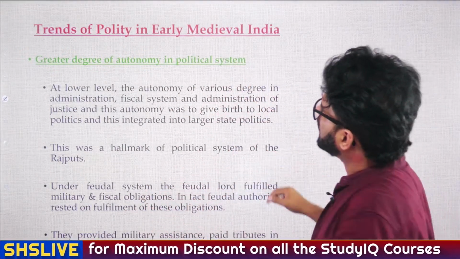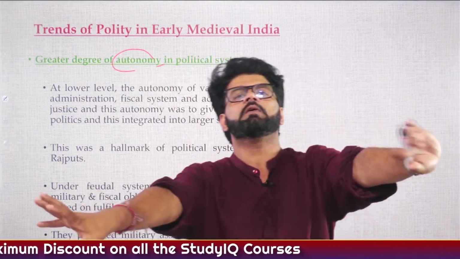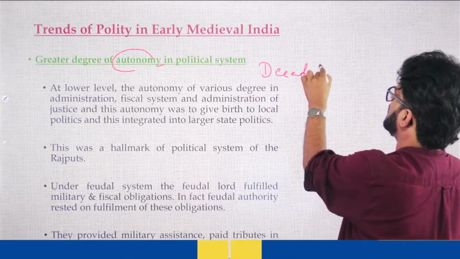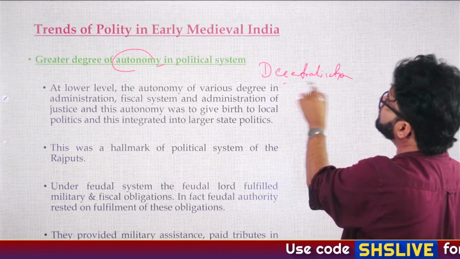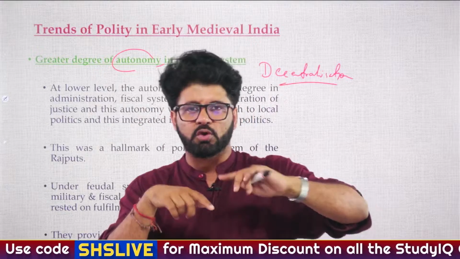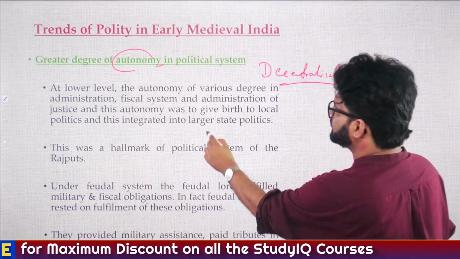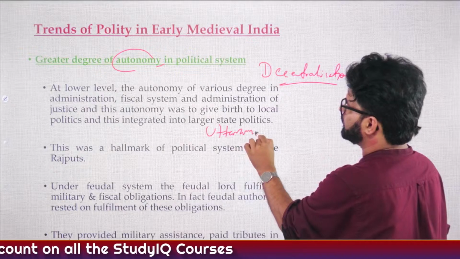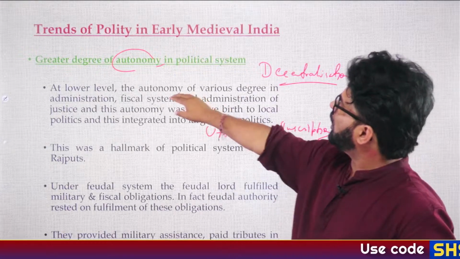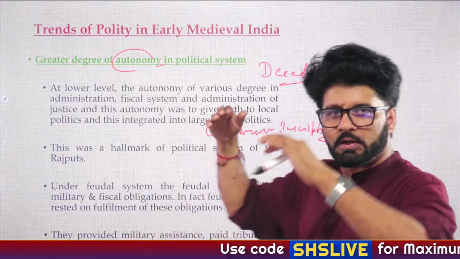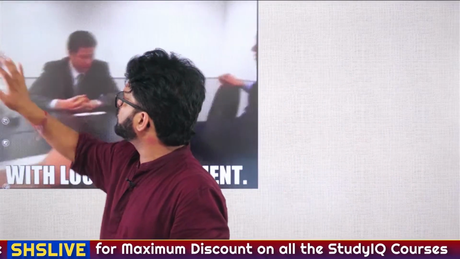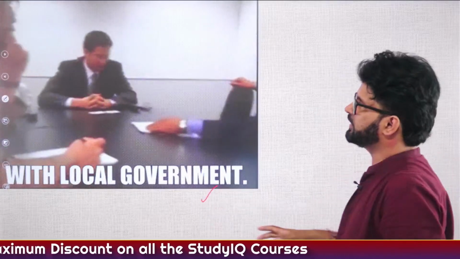So, a greater degree of autonomy in the political system. What we are saying is that in the early medieval period, so much fragmentation has happened that decentralization has increased. That means local bodies have more autonomy. Even when you go to the south, the imperial Cholas are ruling. There they have something known as the Uttaramerur inscription, which talks about local bodies and local assemblies. So you are seeing autonomy in the political system as far as the lower level is concerned. That is happening because the king has become comparatively weaker as compared to ancient India. So you are seeing local government to a certain extent.